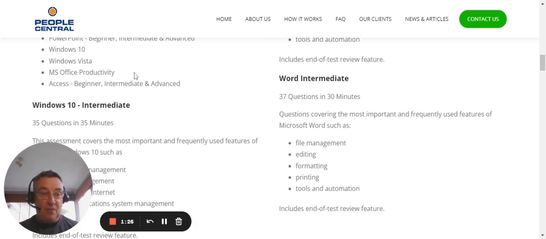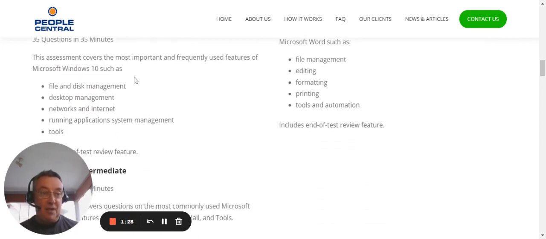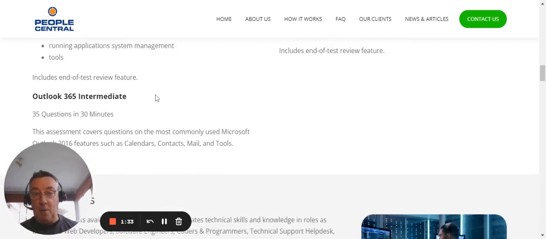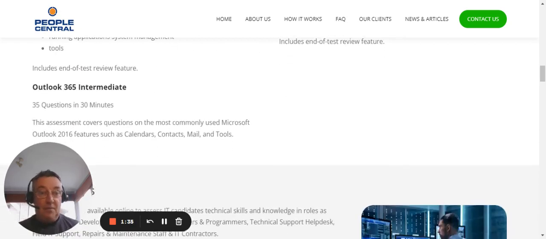So our Microsoft Office range includes all Office versions from 2007 through to MS 365 for Excel, Word, Outlook, and PowerPoint. Tests are also available at basic, intermediate, and advanced levels. Most clients go for intermediate level tests as they include basic and advanced questions, so quickly and accurately identify the ceiling of someone's skills and knowledge.